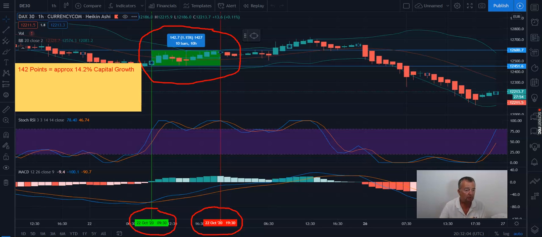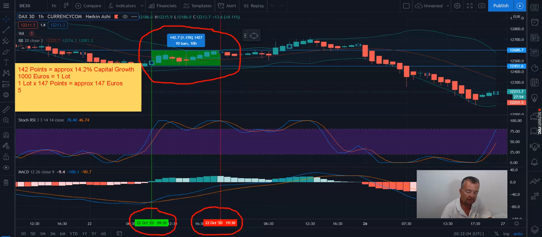And I'll show you how that was possible, because for every €1,000 on anyone's account, we trade the equivalent of one lot. Okay, so for example, one lot times 142 points equals approximately 142 euros.